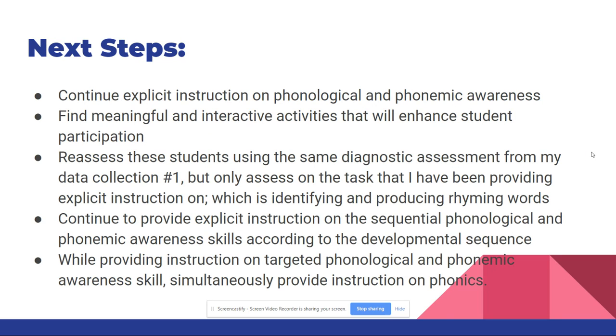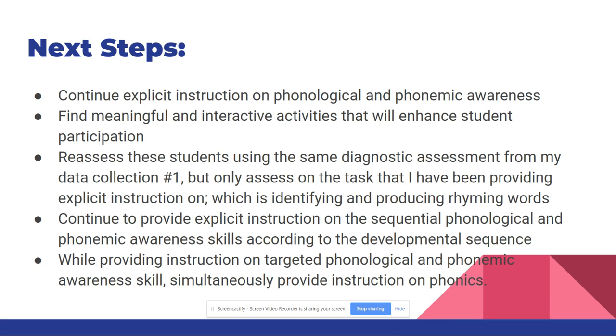My next steps for these students would be to continue the explicit instruction on phonological and phonemic awareness. I want to find more meaningful and interactive activities that would enhance their participation and also their retaining of their knowledge of phonological and phonemic awareness. I would reassess these students using the same diagnostic assessment from my first data collection. Also assess them on the tasks that I have been providing instruction on only, and not the whole entire assessment. And that would be just identifying and producing the rhyming words.